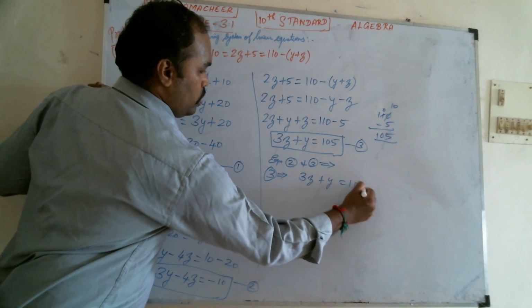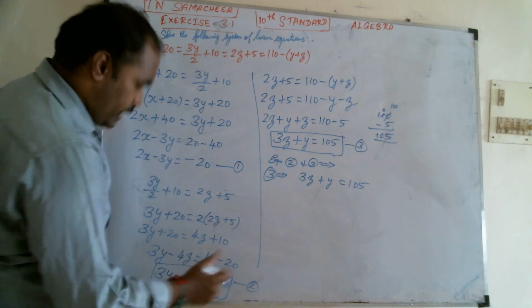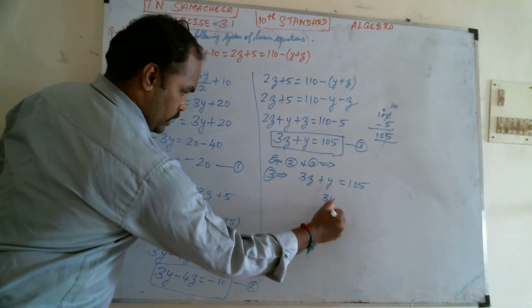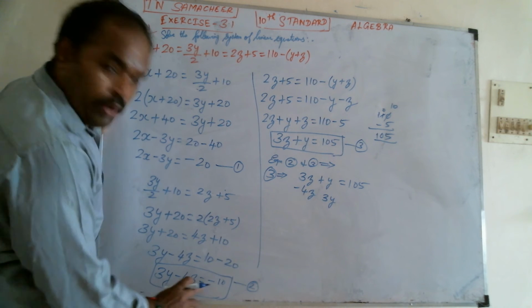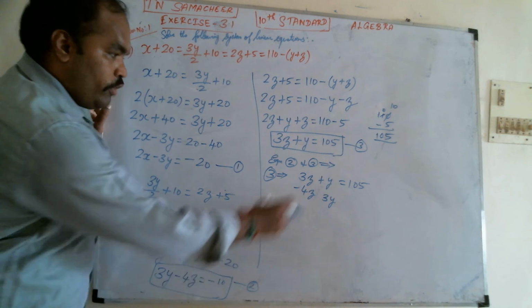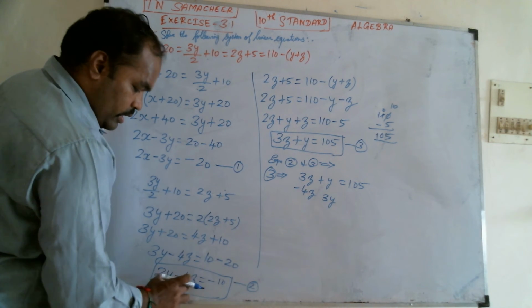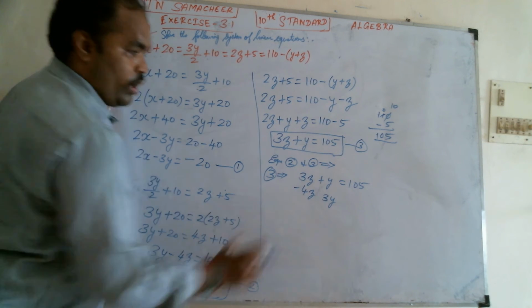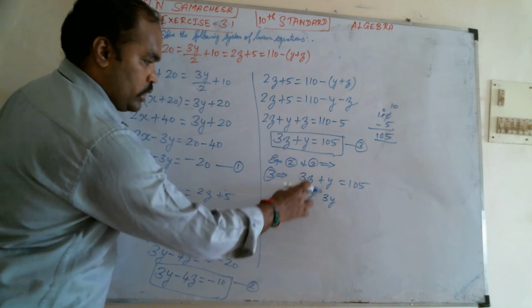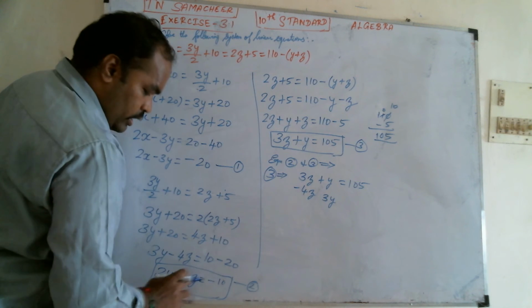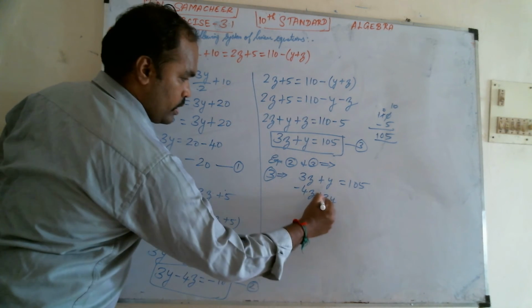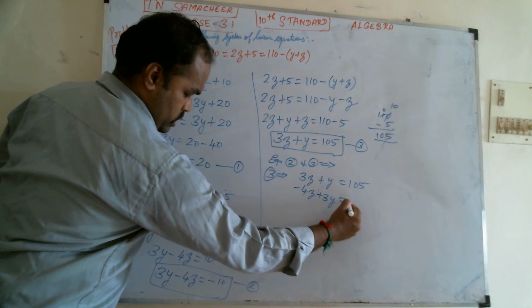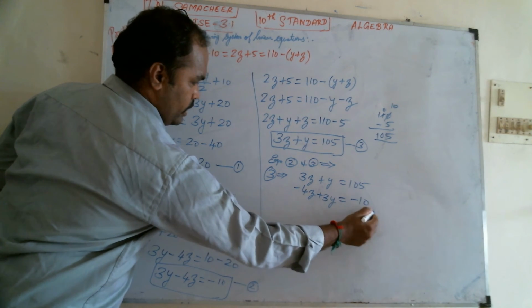3z plus y equal to 105. Second equation is 3y minus 4z. See here, 3y minus 4z is there. So we need to write these variables and numbers in the proper order. So here 3z is there, so due to that only we are mentioning in the straight line minus 4z equal to how much? Minus 10.